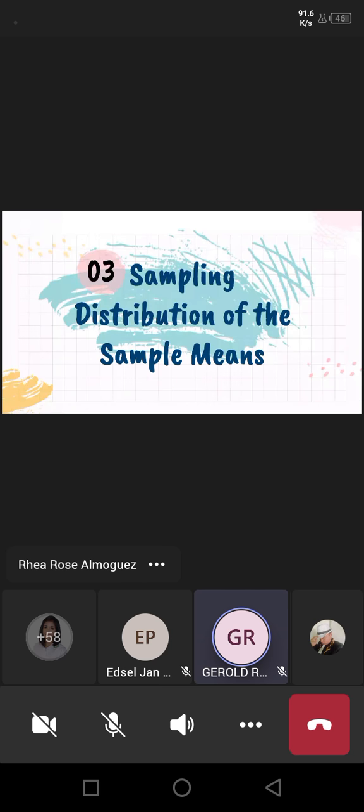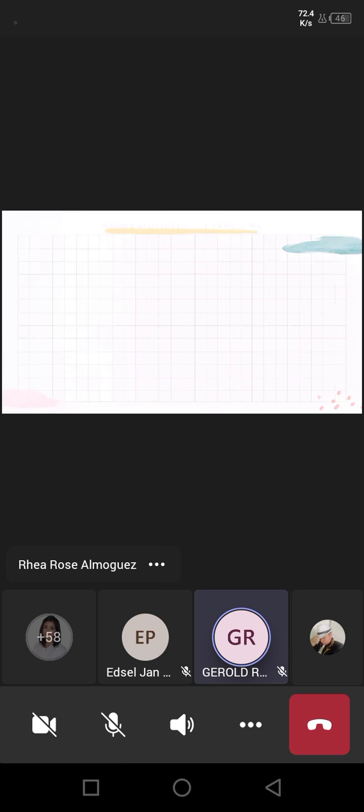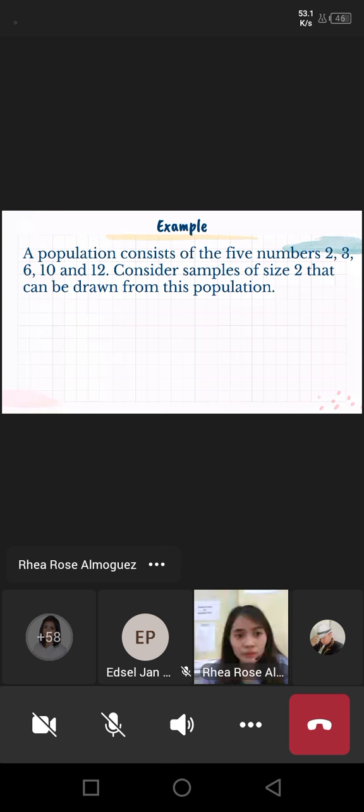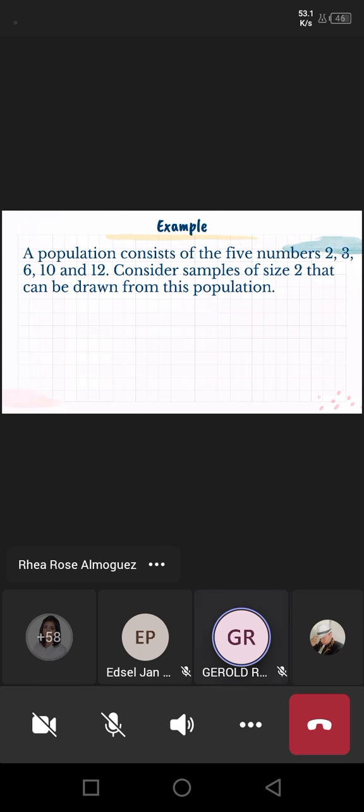Okay, so familiar na ba kayo or alam niyo na ba yung kung paano nagko-construct ng sampling distribution? For example, a population consists of 5 numbers, 2, 3, 6, 10, and 12. Consider sample size of 2 that can be drawn from this population. So yung una natin dapat alamin, ilang impossible samples that can be drawn. So using the combination, we have this formula.